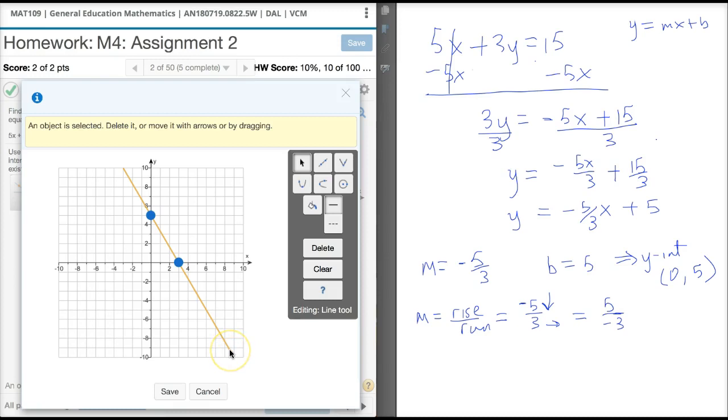Now, last thing, we also said that we can interpret this as being positive 5 divided by negative 3. And in this case, this means we would rise up, which is going in a positive Y direction.